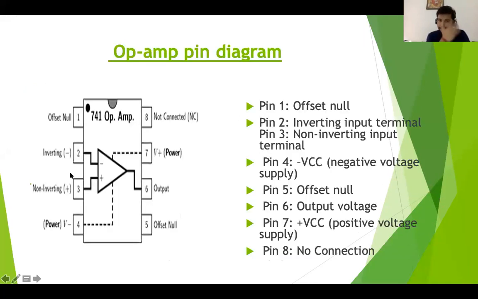Next thing is the pin diagram of Op-Amp. There are 8 pins. The first pin is labeled as offset null. The second pin is the inverting input terminal. Pin three is the non-inverting input terminal. Pin four is the negative VCC supply. Pin five is offset null. The sixth one is the output voltage. The seventh one is the positive voltage supply. And the eighth one is for no connection. These pins help us to get the circuits connected properly so that we can start our working further.